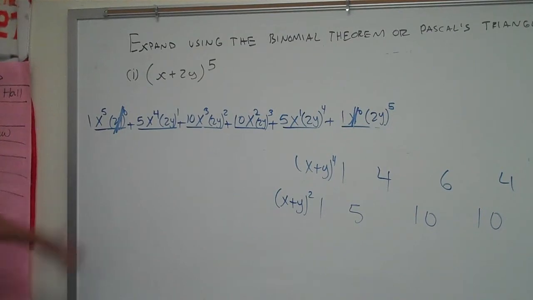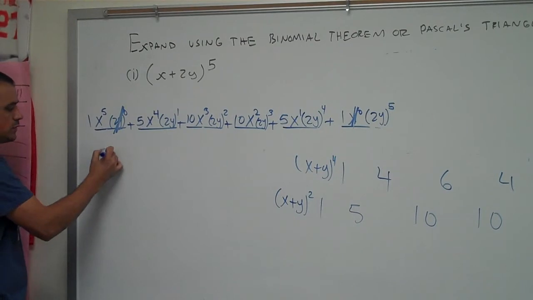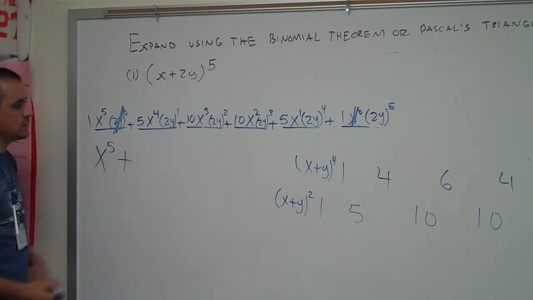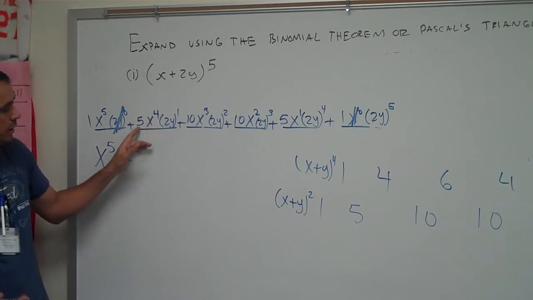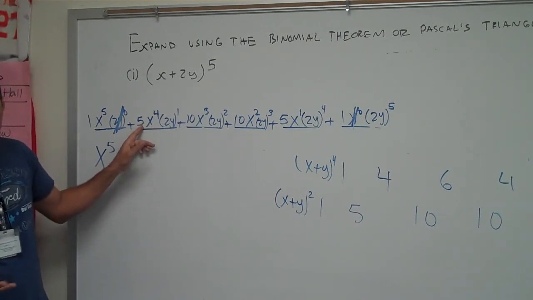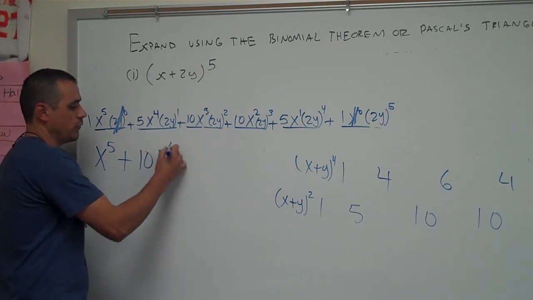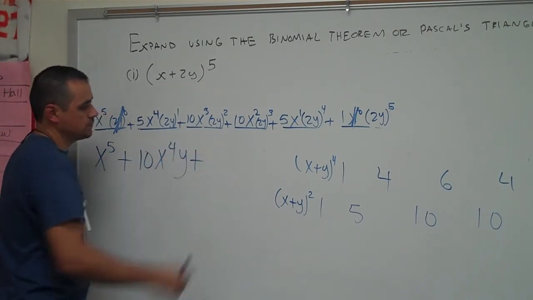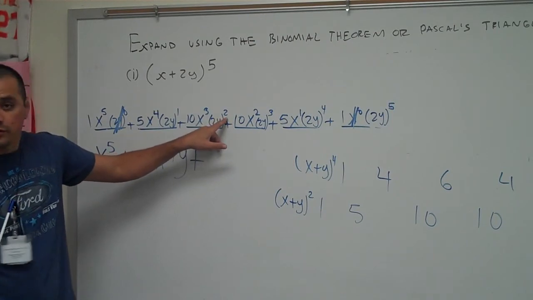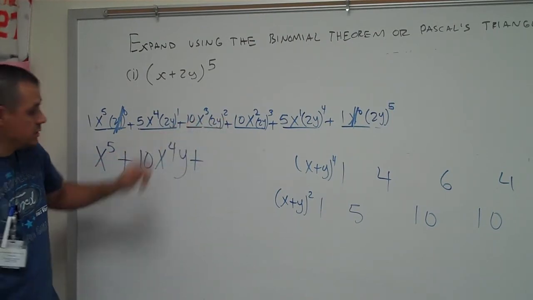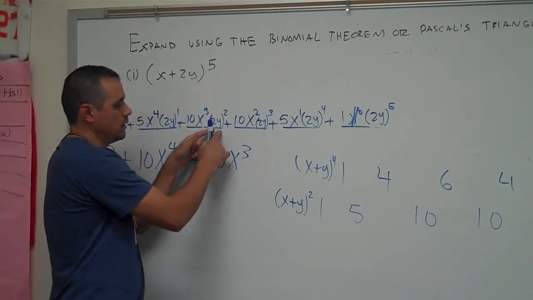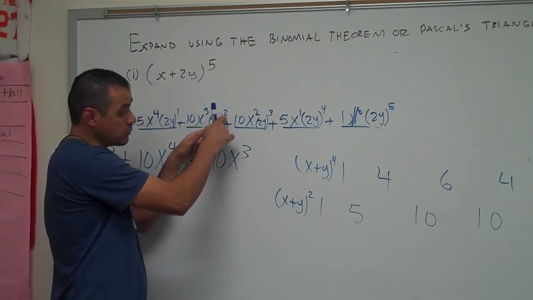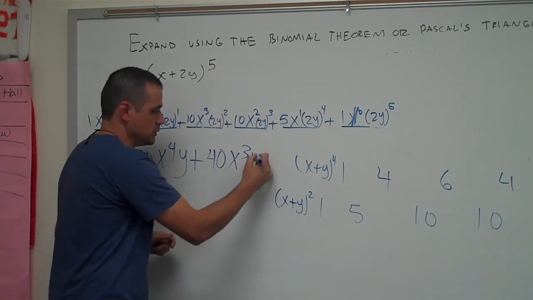But remember, that's just simply 1. So now what we're going to do is simplify this, and you're done. So let's see. This is going to be 1 times x to the 5th, which is x to the 5th, plus 2y to the 1st power times x to the 4th times 5. Well, 5 times 2 is 10x to the 4th y, plus 2 squared is 4, times 10 is going to be 40. But 40 what? Well, 40x to the 3rd, and remember this was 2y squared. So the y is to the second power.